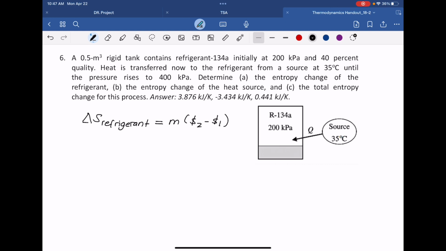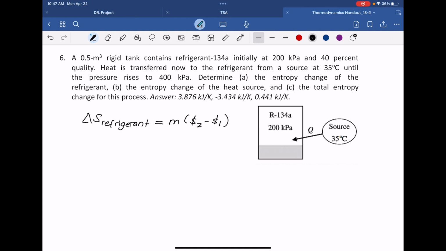Mass can be found because this is a rigid tank and the volume is given to me. So if I can know the specific volume, I can find the mass. And initially it is 200 kilopascal and 40% quality. Wow, they give us pressure and quality. That is enough for me to calculate the rest of the properties. Therefore, for S1, I can for sure figure out the specific entropy. In fact, I can find other properties too.